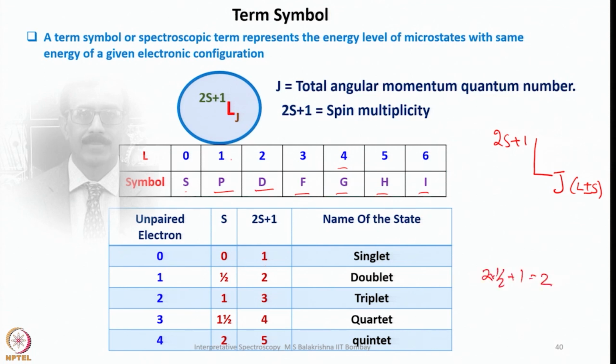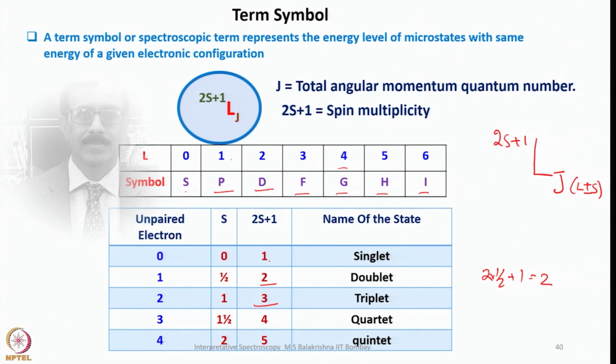Similarly, if we have 2 unpaired electrons, then the 2S plus 1 value will be 3. And if we have 3 unpaired electrons, there will be 3 half spins, so the total spin is 3 over 2 and 2S plus 1 will be 4. In the same way, if you have 4 unpaired electrons, the total spin, the sum of s, will be 2, and then 2S plus 1 will be 5.